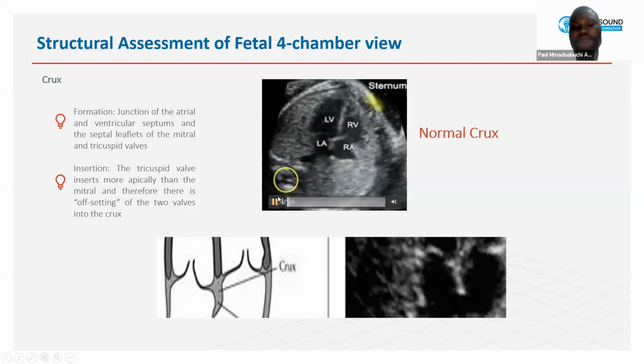So this is the normal cross, having the tricuspid valve attached higher than that of the mitral valve.